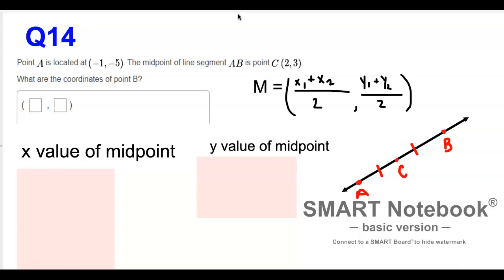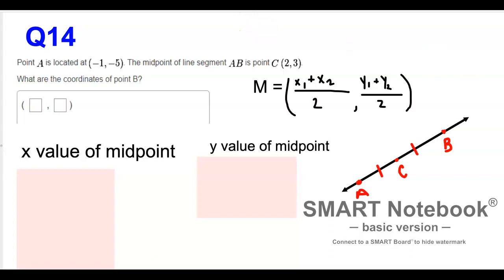So we know that our midpoint formula is ((x1 + x2) / 2, (y1 + y2) / 2). To find the x-coordinate of a midpoint, you take the x-coordinates of your two endpoints, add them together, and divide by 2. So essentially you're finding the average of them. Then to find the y-coordinate of your midpoint, you take the y-coordinates of your two endpoints, add them together, and divide by 2. Here, this is a little bit different because we know the coordinates of one endpoint and the midpoint. So we're trying to find the coordinates of point B.